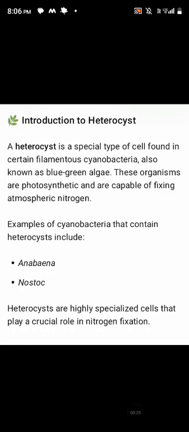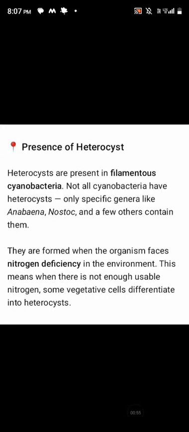Introduction to heterocyst. A heterocyst is a special type of cell found in certain filamentous cyanobacteria, also known as blue-green algae. These organisms are photosynthetic and are capable of fixing atmospheric nitrogen. Examples of cyanobacteria that contain heterocyst include Anabaena and Nostoc. Heterocysts are highly specialized cells that play a crucial role in nitrogen fixation.